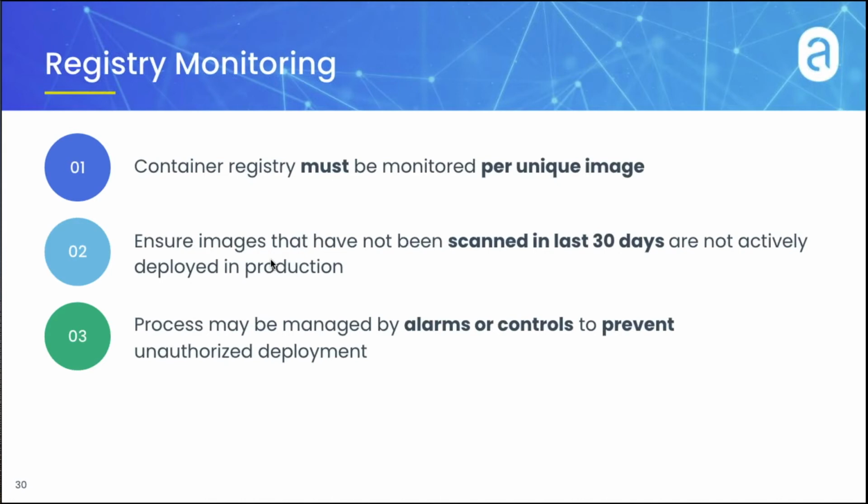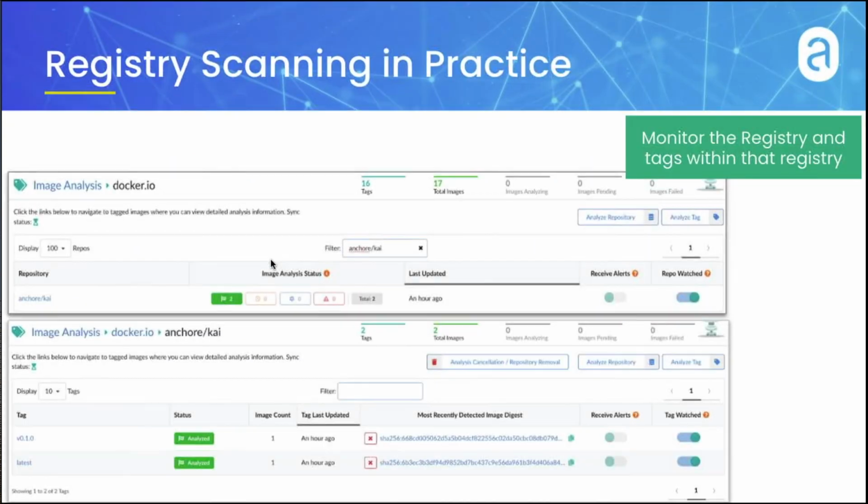And then third, this is more of a suggestion, but definitely something we encourage and enable with Anchor: the process may be managed by alarms or controls to prevent unauthorized deployment. So being able to generate the notifications you need in order to automate that process. That's very important if you're talking about incorporating those security stakeholders and your developers to get them all on the same page.